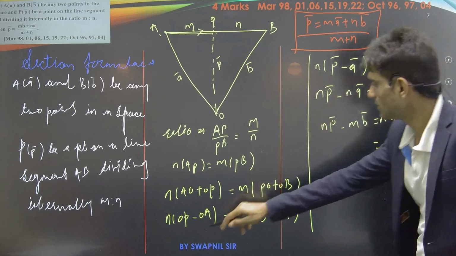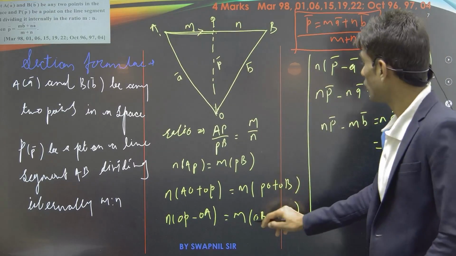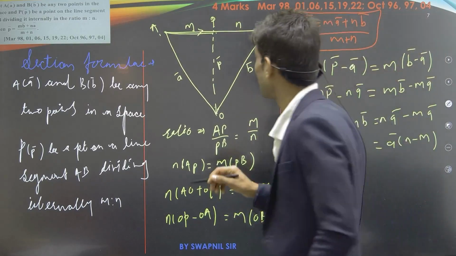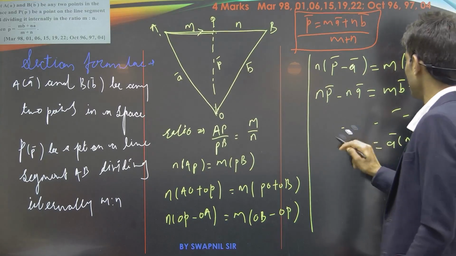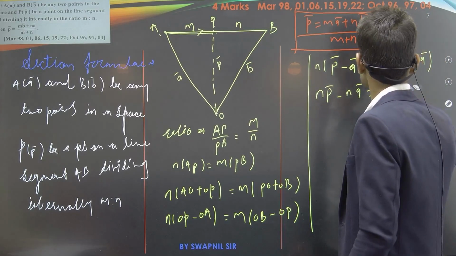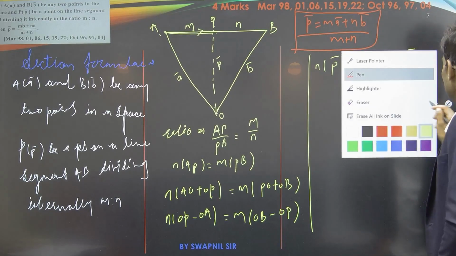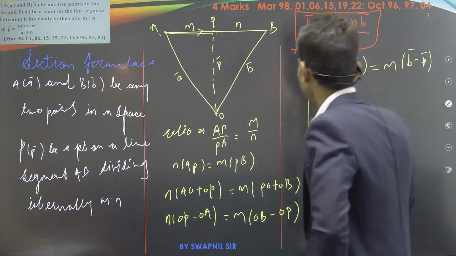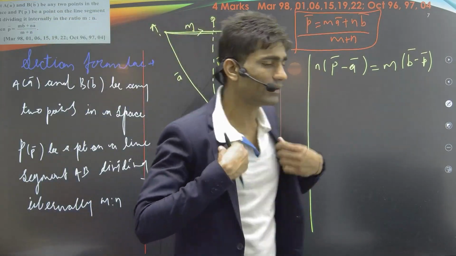So we have done something wrong here. n into OP, which is P bar, minus OA, which is A bar. OB is B bar, and OP is P bar here. I have written the position vectors wrong, that's why we are not getting the next step. I have to write this step again because one negative vector is not defined over here. So this one is P bar, because vector OP represents P bar. Now you will get the required answer.